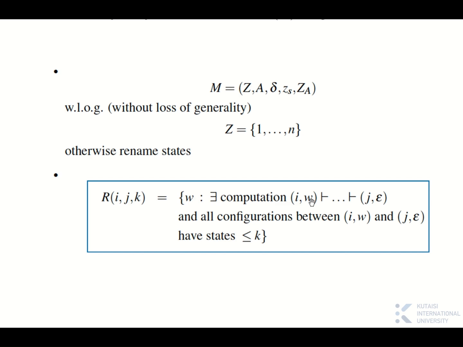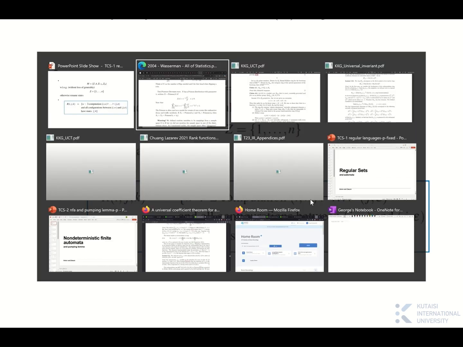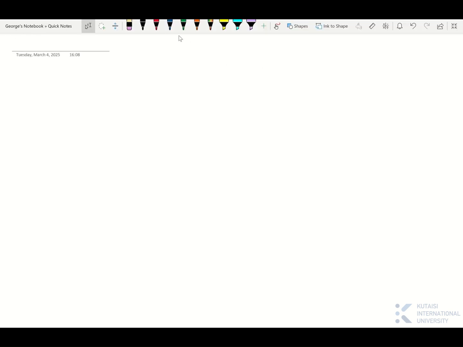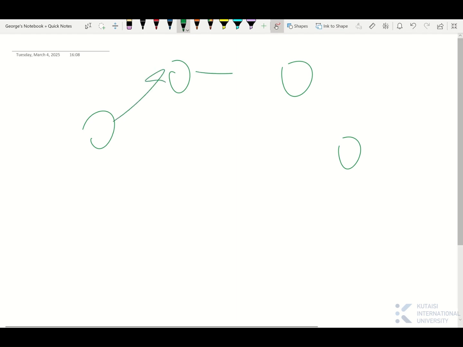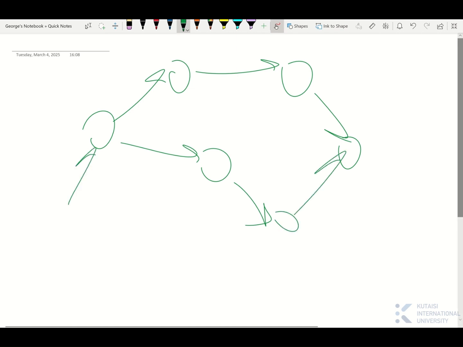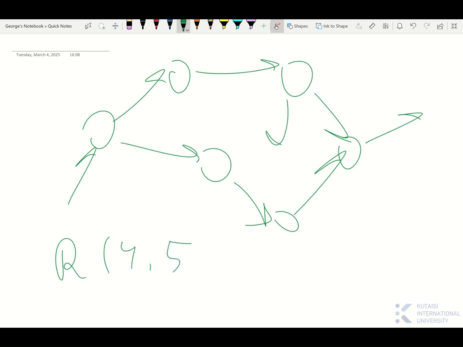So imagine you have a machine drawn. I forgot my stylus today, so I'll try to use my finger. Imagine you have a machine like this. Maybe it goes like this. Some machine, right? So it's a huge DFA, whatever. So what is this set R_ijk? Let's say 4, 5, I don't know, 7. So what is this R_4,5,7?